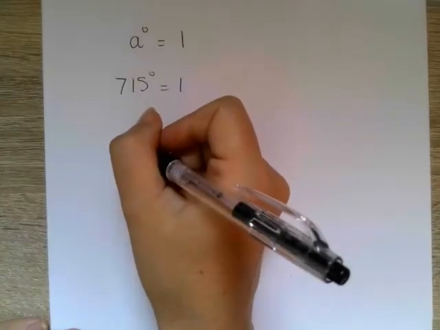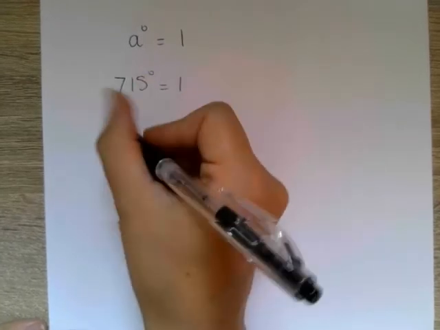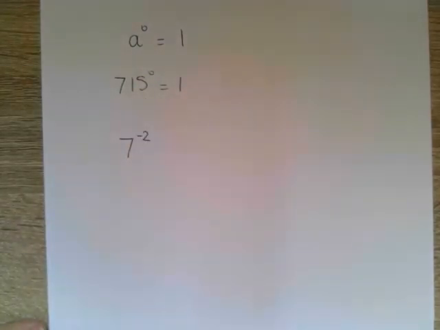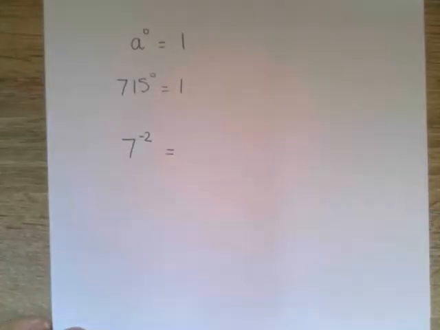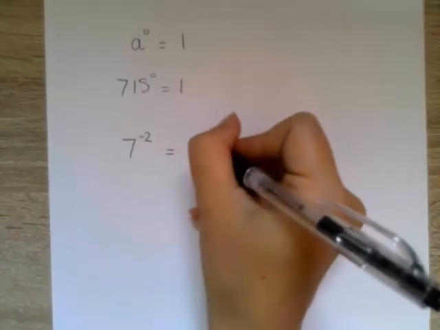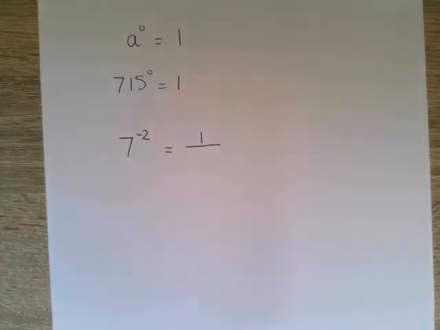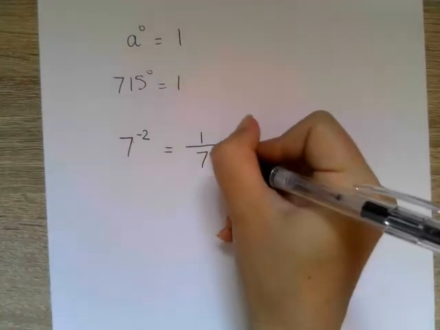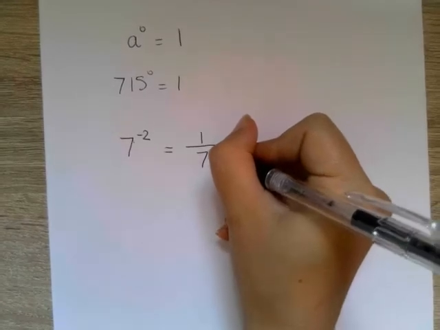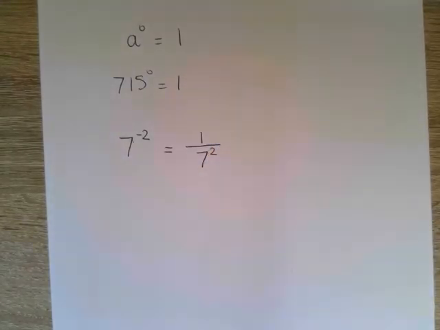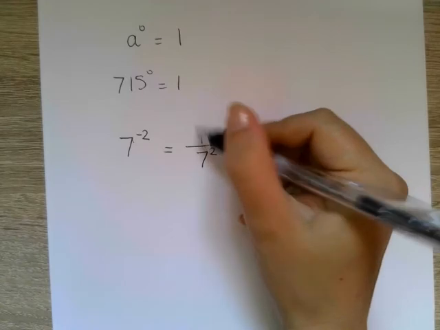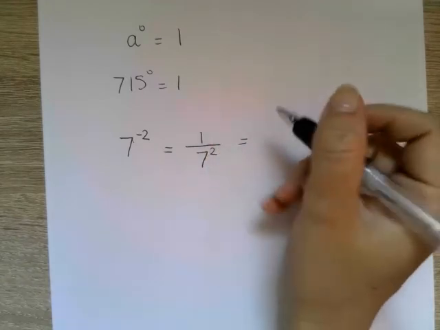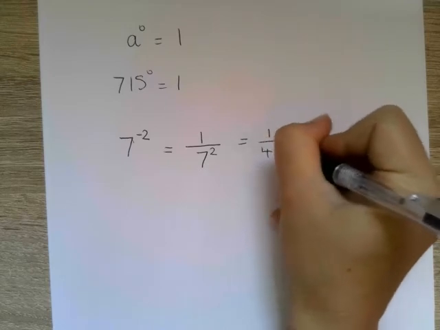You also need to know negative indices. So say if you had 7 to the power of minus 2. When you get a negative index, the first thing I would do is put 1 over it like this. You're going to keep the 7 as 7, but instead of making the power minus 2, I'm now going to make it positive 2. And now 7 squared, if they actually wanted you to work out what this is, is 7 times 7, 49, so this would be 1 over 49.